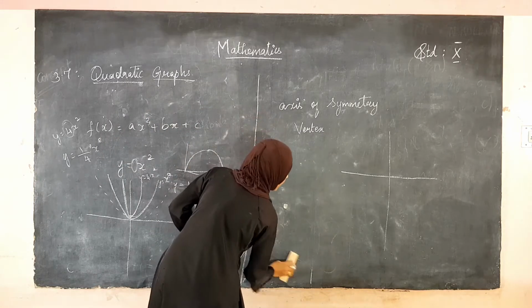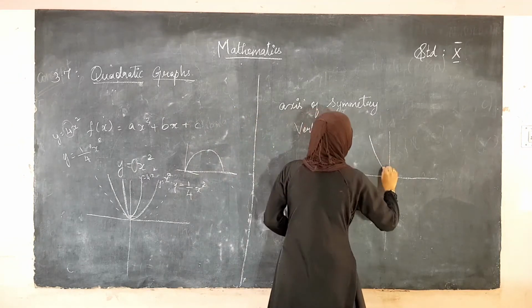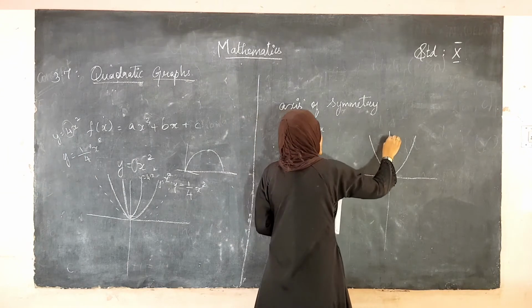See here, we are seeing the diagram of the parabola, right. If this is the parabola, what is the axis of symmetry? The axis of symmetry is the y-axis.